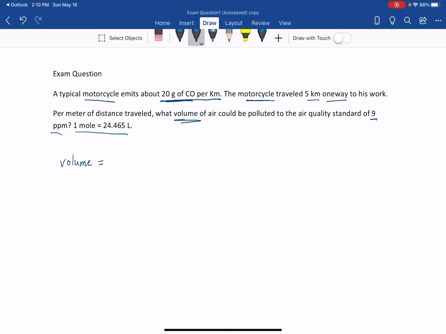The volume is equal, first of all, he told you 20 grams of carbon monoxide per kilometer. Okay, this is exactly the estimate of the carbon monoxide that's being emitted from the exhaust of the motorcycle. And the traveling distance is 5 kilometers. So multiply this by 5 kilometers to find out the total gram of carbon monoxide that's being emitted. So kilometer with kilometer, now you have gram of carbon monoxide, 20 times 5.